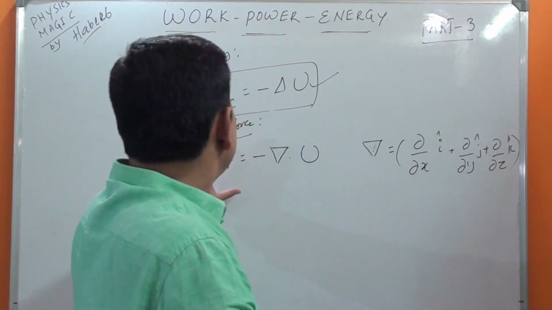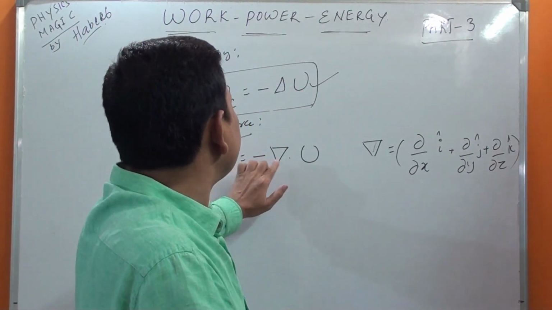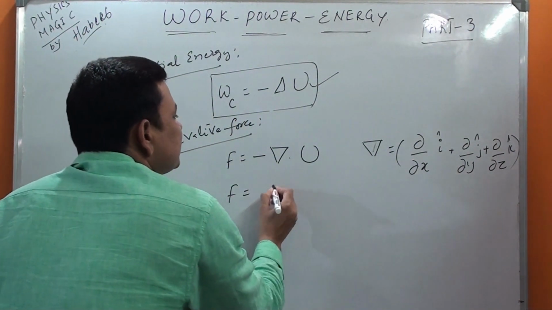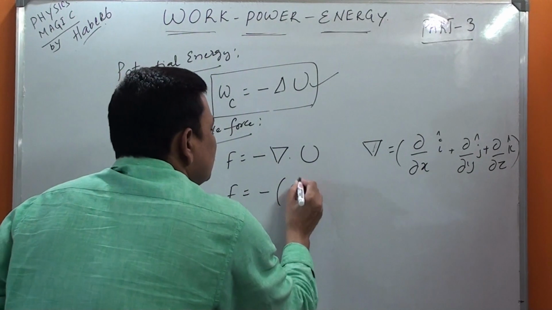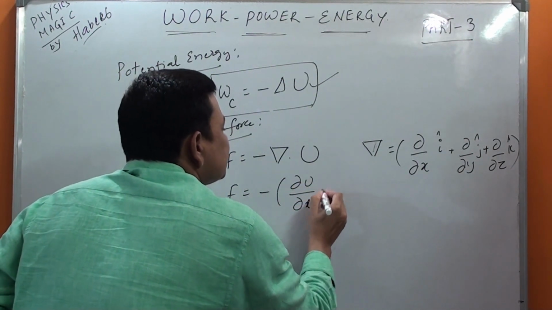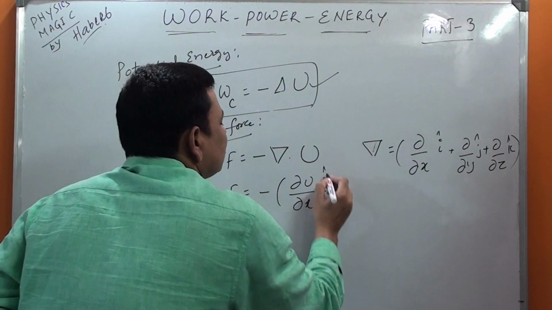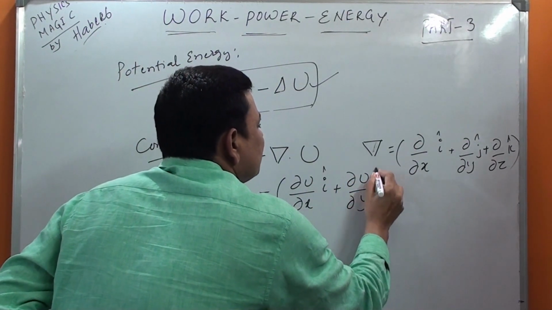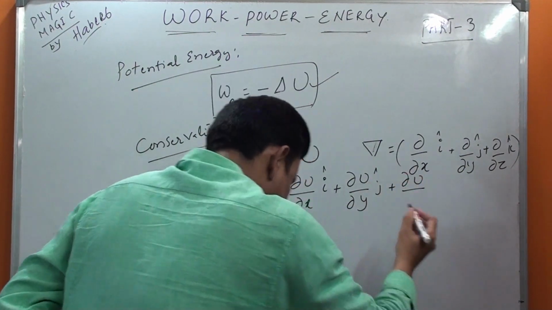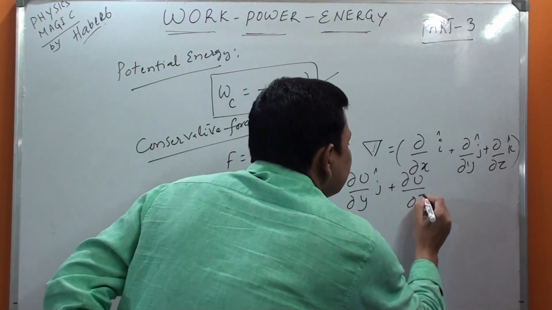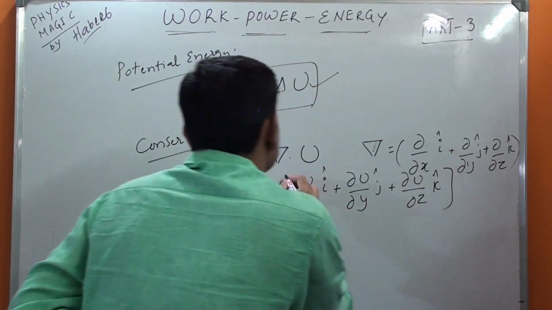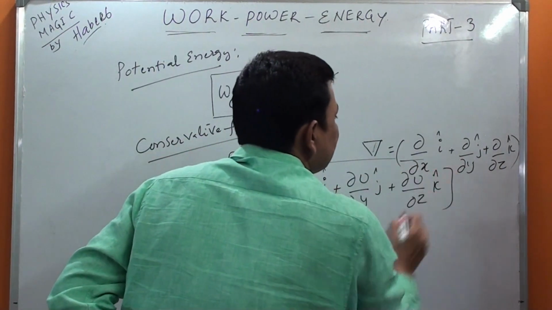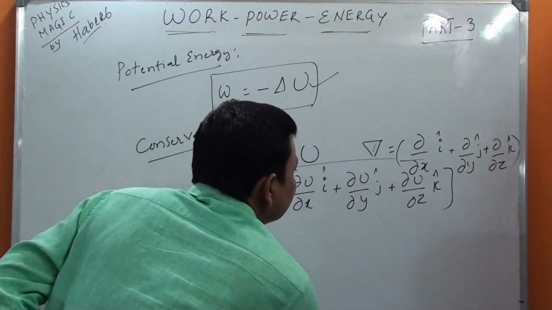So this is about force: F is equal to minus del dot U. Then I can write here minus, dou U by dou x into i, plus dou U by dou y into j, plus dou U by dou z into k cap. So like this I can write. This is conservative.